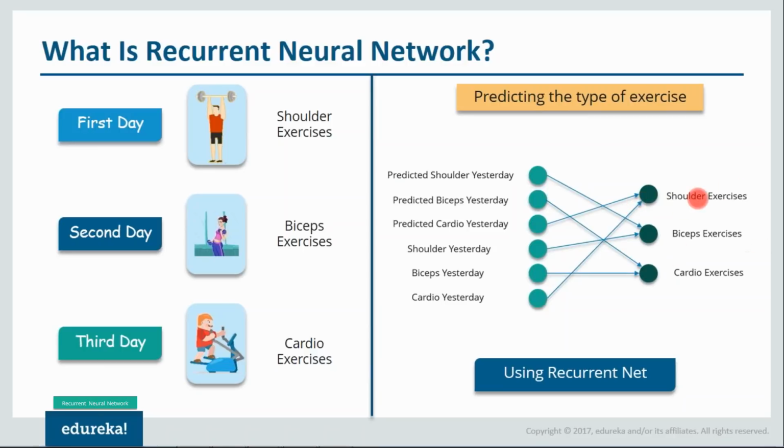Alright, and the prediction for the exercise that happened yesterday will be fed back to our network, and these predictions will be used as inputs in order to predict what exercise will happen today. Similarly, if you have missed your gym, say for 2 days, 3 days or 1 week, you need to roll back. You need to go to the last day when you went to the gym, figure out what exercise you did on that day, feed that as an input, and only then you'll be getting the relevant output as to what exercise will happen today.